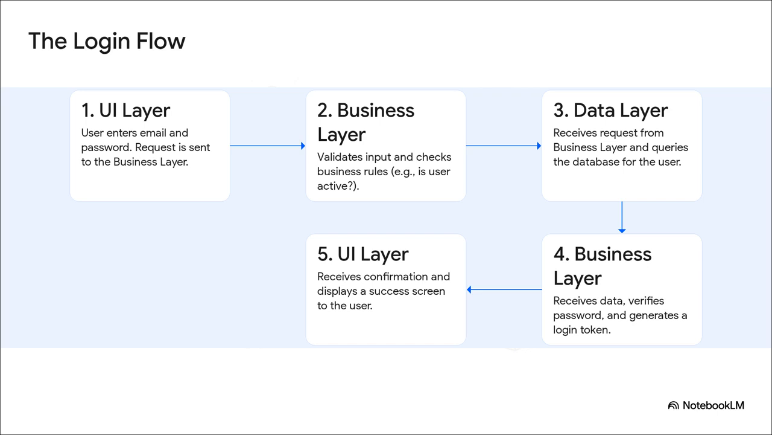4. It then asks the data layer, hey, can you go find this user for me? 5. The data layer goes to the database and pulls that user's record. 6. The record comes back up to the business layer, which then checks the password. And finally, 7, a confirmation gets sent all the way back up to the UI, which shows the user a welcome back screen. See that? A perfect, orderly round trip.